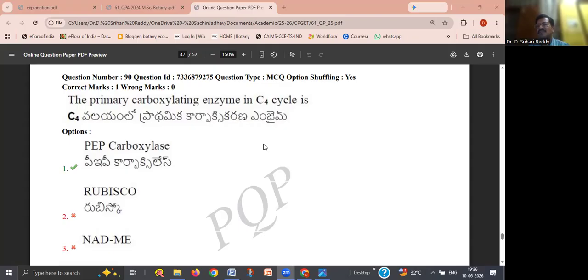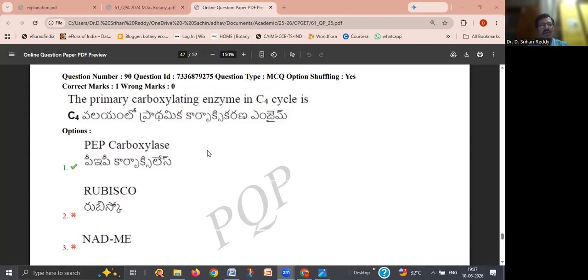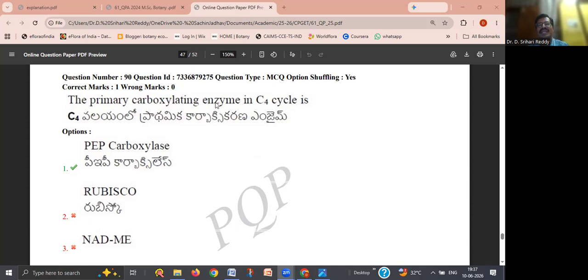Hatch and Slack. Who proposed this cycle? Hatch and Slack. And in India, particularly from the HCU, Hyderabad Central University, Professor V.S. Ramdas worked on this, and he found this cycle in several other Amaranthus family members. Okay. So next, the question is the primary carboxylating enzyme in the C4 cycle.